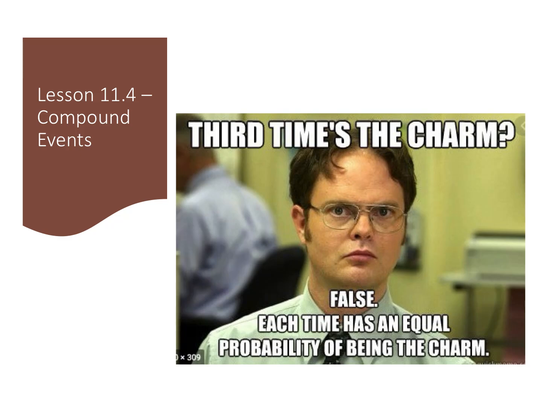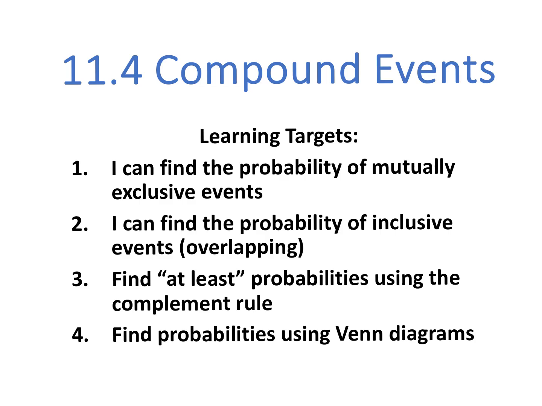Today's lesson is lesson 11.4 on compound events. The objectives today are finding probabilities of what's called mutually inclusive events. We're going to talk about "at least" probabilities, and we're going to use some Venn diagrams to help us solve some of these today.